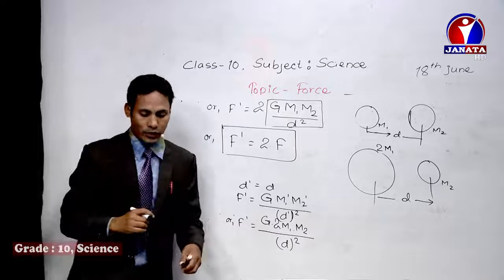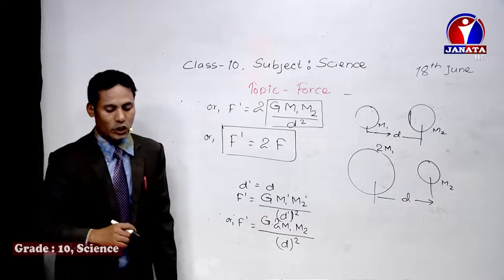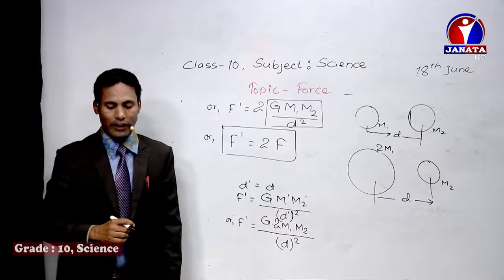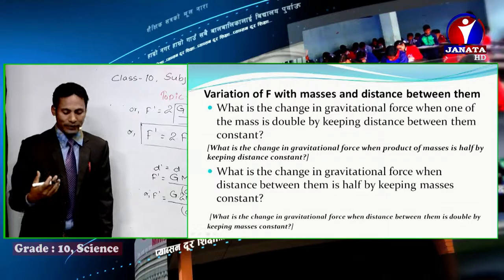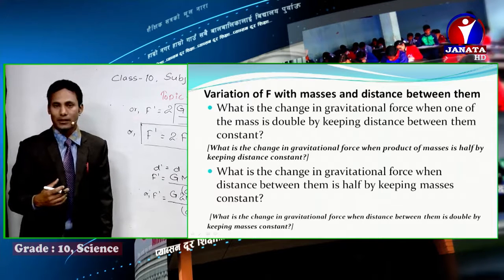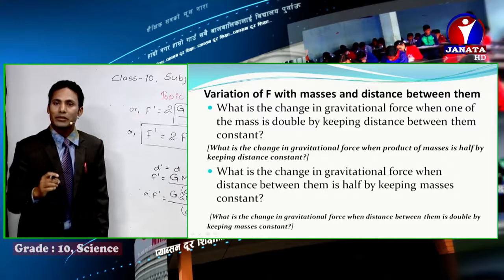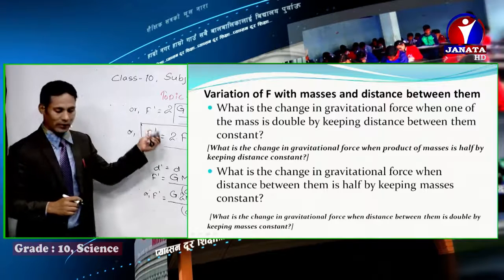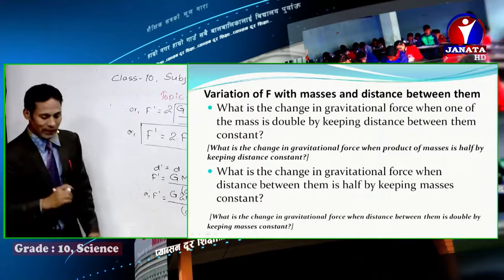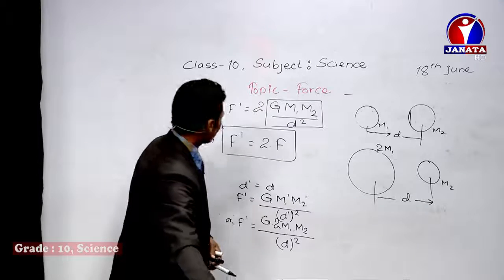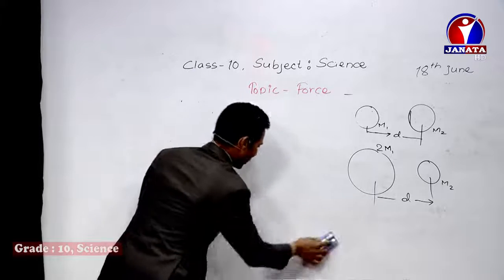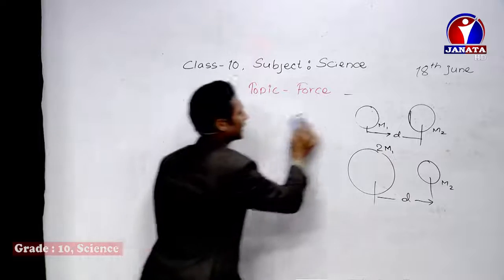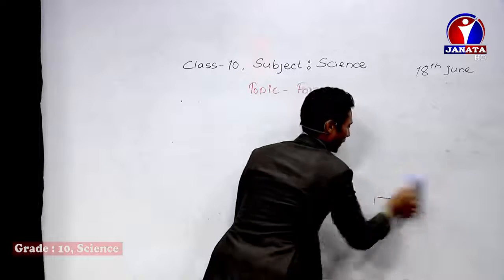So here is another question in the slide. What is the change in the gravitational force when the product of mass is halved, keeping the distance constant? That is an assignment. Please try to solve it as we have done just now. And the next one is to check the distance. What effect will there be when we change the distance? Let's see.